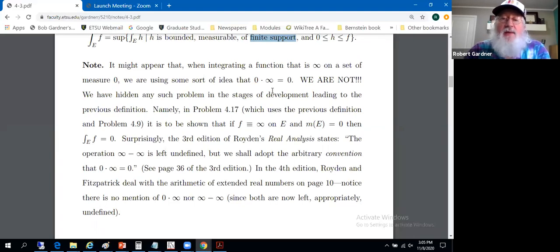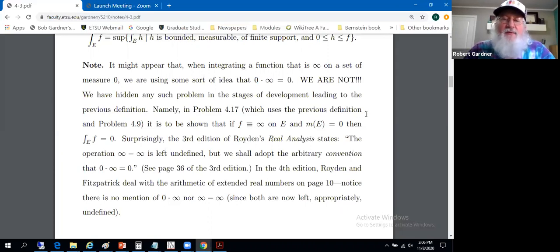There is no 0 times infinity. What is 0 times infinity? Well, in calculus 1, it's an indeterminate form of a limit. So this isn't arithmetic. We're not doing this. This doesn't make sense. We've hidden any such problem in the stages of development of the definitions of integrals.